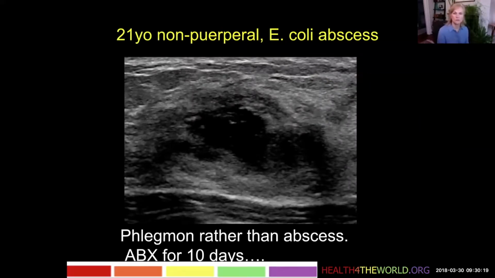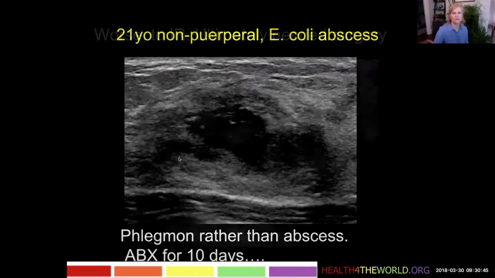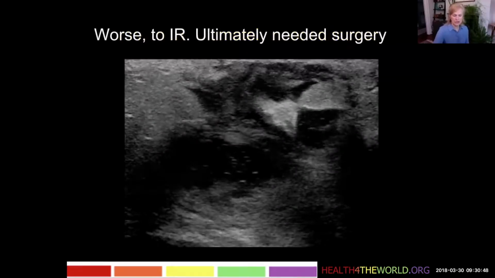Here's an example of a 21-year-old in the non-puerperal phase who had an E. coli abscess. And you can see the infected area here. There's some fluid. It's not completely contained yet, so there's a lot of phlegmon with a developing abscess maybe in the center, but much of the infection is in the surrounding tissue in phlegmon. So she's going to get antibiotics for 10 days, and she got worse. So this is one that went to IR for a catheter, but ultimately needed surgery to have this treated.